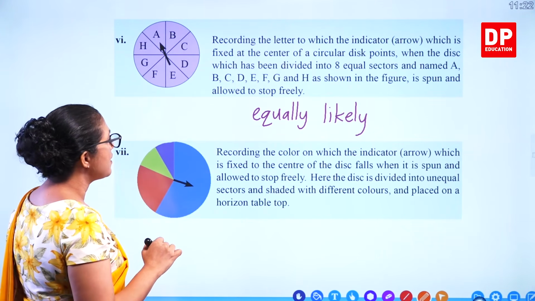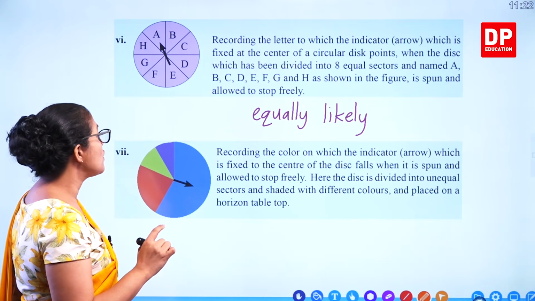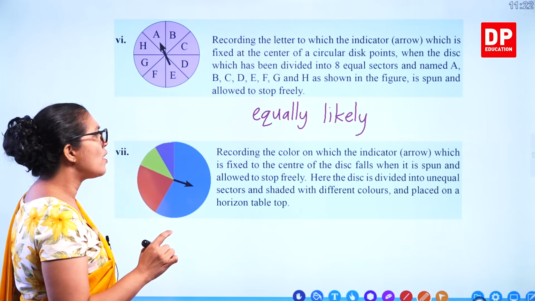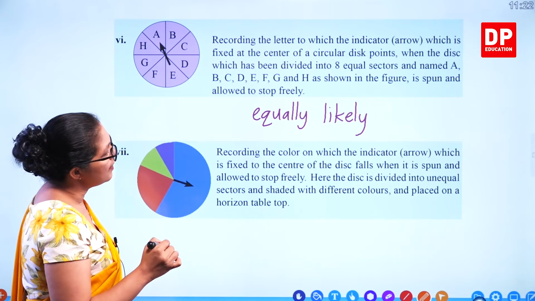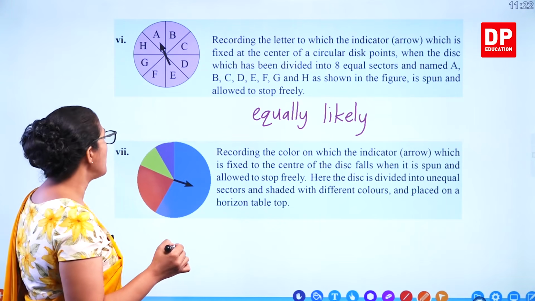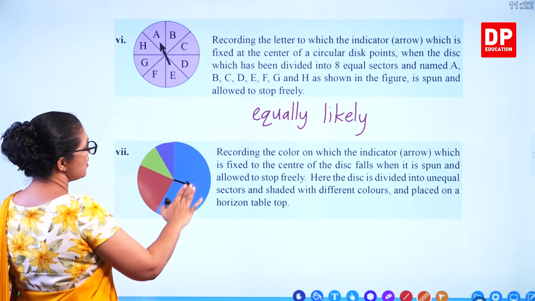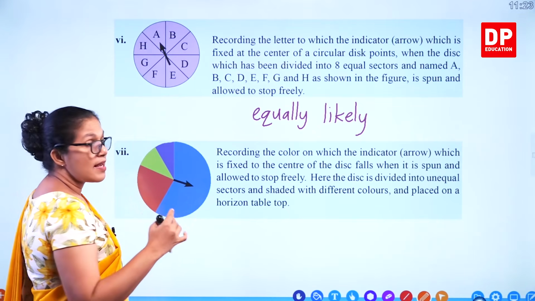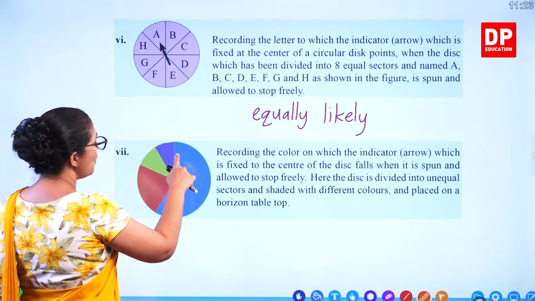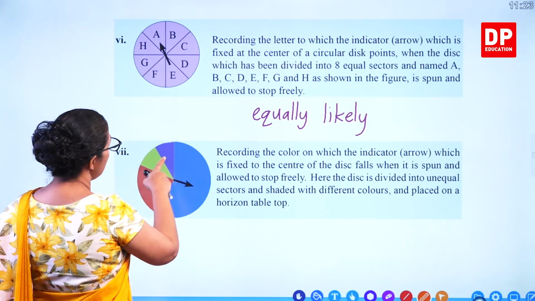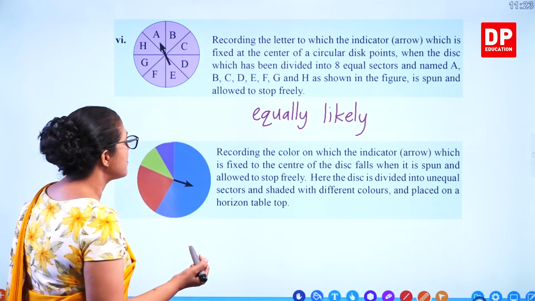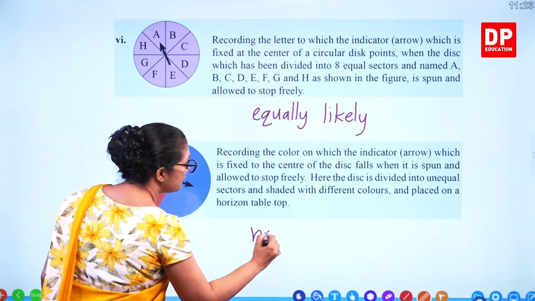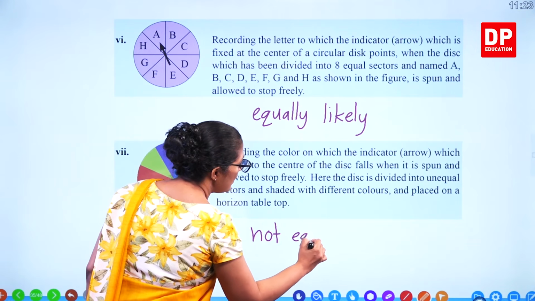This one, recording the color on which the indicator, which is fixed to the center of the disc, falls when it is spun and allowed to stop freely. Here the disc is divided into unequal sectors. So you get more chance when it is blue, less chance when it is purple color. So this is not equally likely.